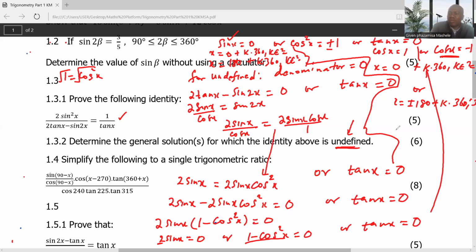And the last one will be tan x, because remember I was solving for these two. So what is the general solution for tan? Tan must have one general solution. So this will be 0 plus k times 180, where k is an element of integers. So that is the answer. So for undefined all the time, the denominator must be equal to 0. I believe you are following.